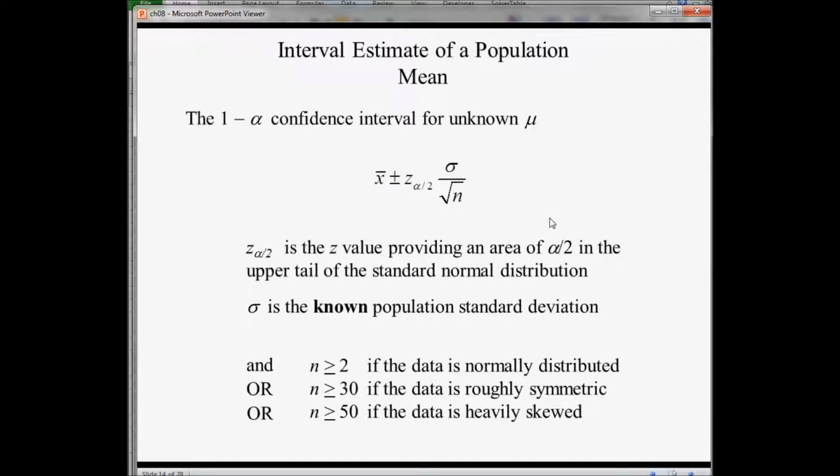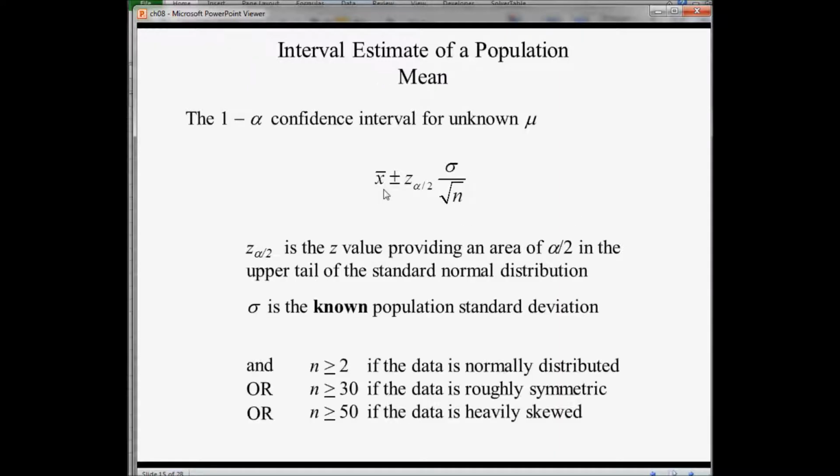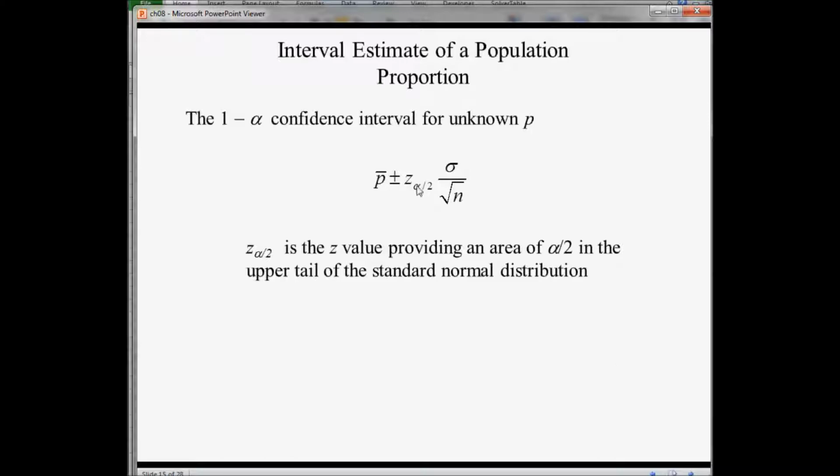This is the confidence interval for a population mean where sigma is known. We have x bar plus or minus z times the standard error, the ratio of sigma over the square root of n. In a proportion, the x bar is replaced with p bar, and sigma is p bar times 1 minus p bar, and then you take the square root of that. So sigma squared would be the inside of the root, p bar times 1 minus p bar.